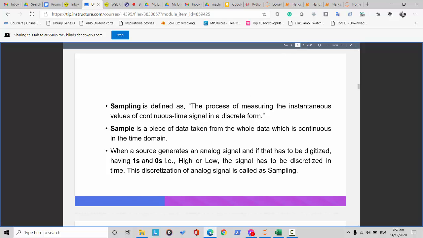Now when a source generates an analog signal, and if that has to be digitized, for example converted into ones and zeros, or either high or low, the signal has to be discretized in time. So this discretization of an analog signal is called sampling. When we try to discretize the analog signal, it's called sampling. Alright?